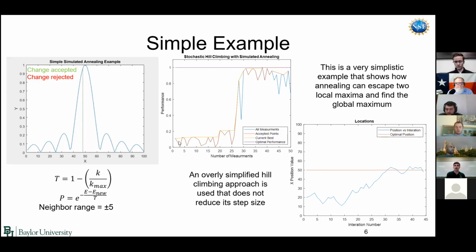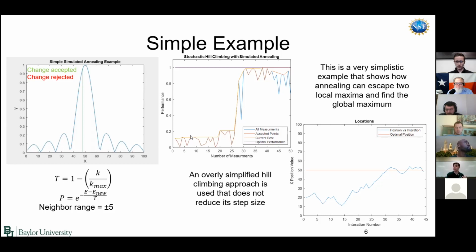So looking at the middle graph here, you see we have the blue line, the orange line, the yellow line, and the purple line. The blue line is showing all of our measurements, and in this case, it is mostly covered by the orange line. The orange line shows all the points we accepted. So we can see at the beginning of the search, when our temperature is higher, we're a lot hotter, we accepted every one, in fact, of the points that had reduced performance.